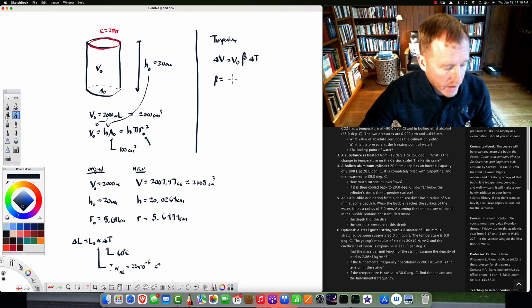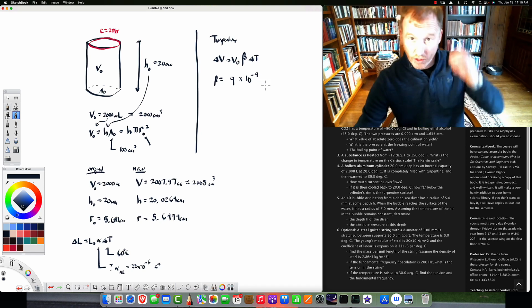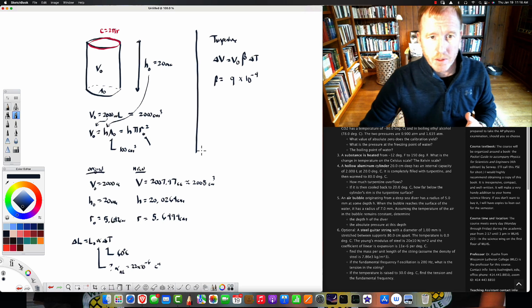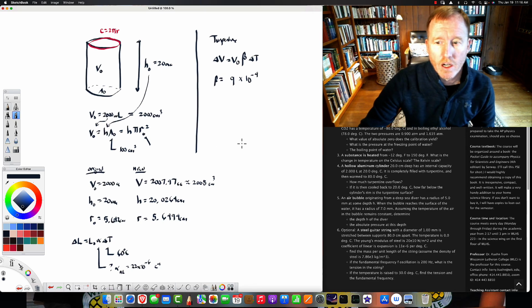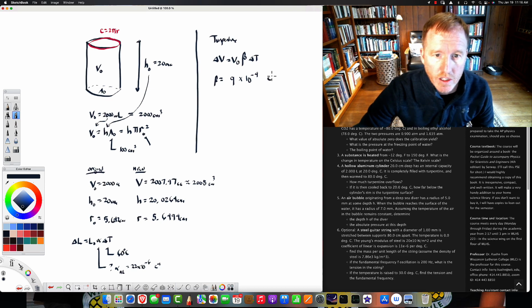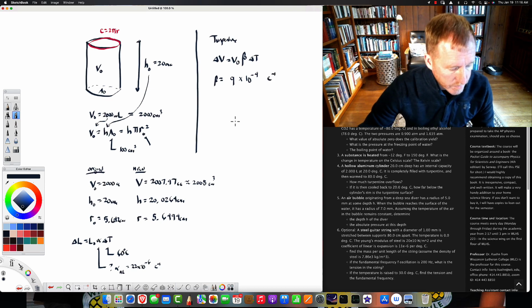Well, I looked it up. Different sources differ by a little bit, but it's about 9 times 10 to the minus 4. Probably one of the reasons different sources vary is because the thermal expansion coefficients actually depend a little bit on temperature. So it depends on what temperature range they're doing the measurement in. But about 9 times 10 to the minus 4, and again, that's in inverse degrees Celsius.